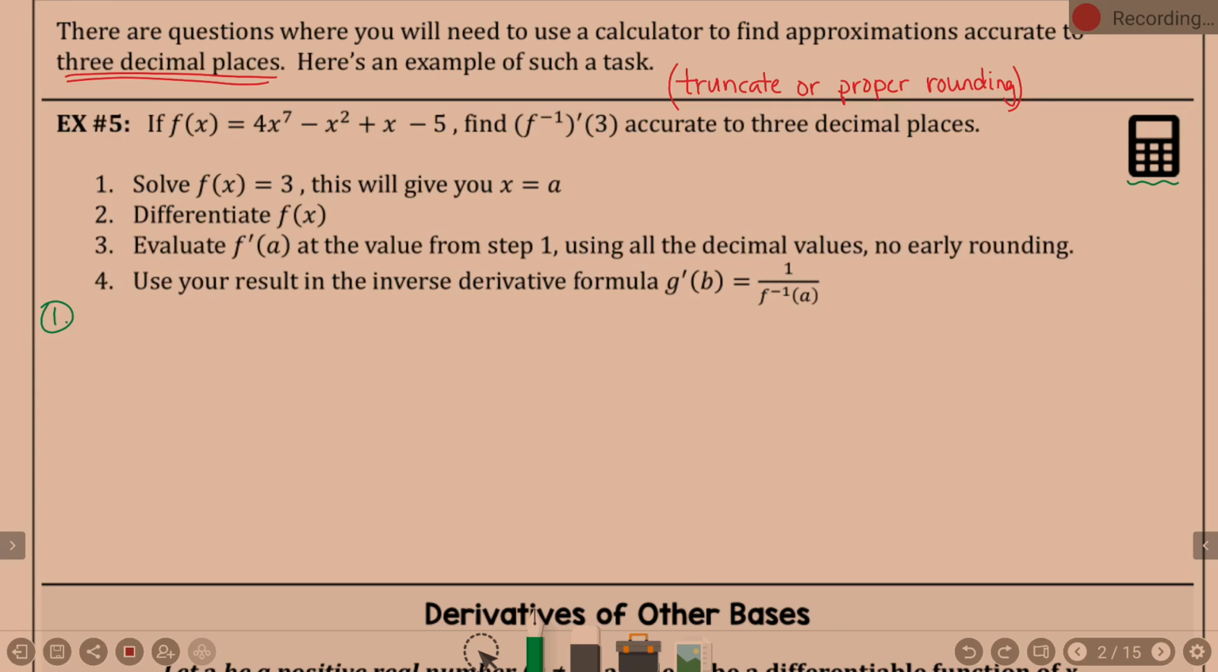Because here's the deal, remember, if we're trying to find f inverse of 3, here's the reminder. They want us to find f inverse of 3. Well, wait. Back that up. That's prime, isn't it? Starting off, we'll just go with how they do it, f of x equals 3. So f of x, which is what? The 4x to the 7th minus x squared plus x minus 5 equals 3.